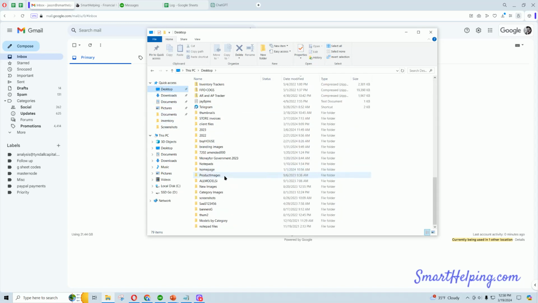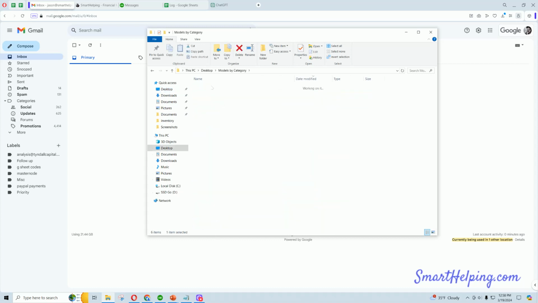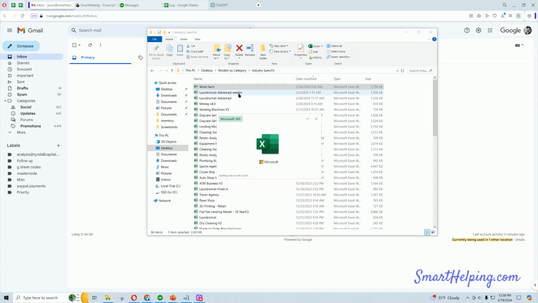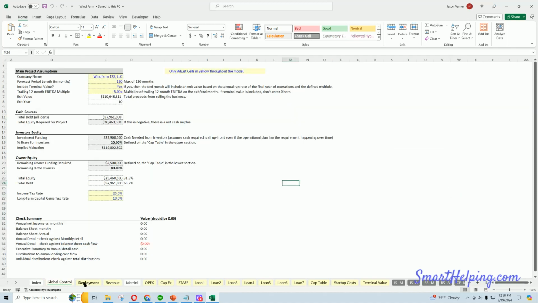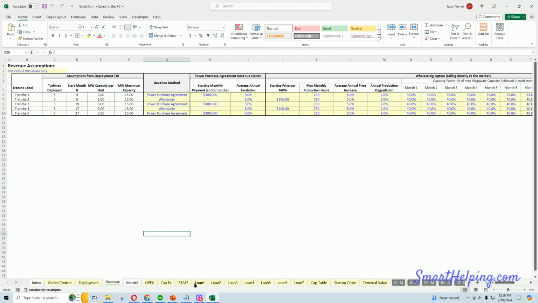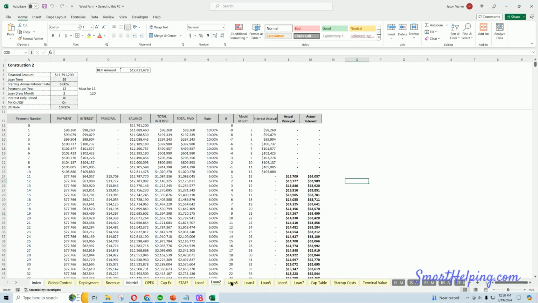So let me pull up. I put this into a recent financial model template I built. This wind farm. It's also in a couple other ones. I think the laundromat advanced version. So we want to say, there's loans here.